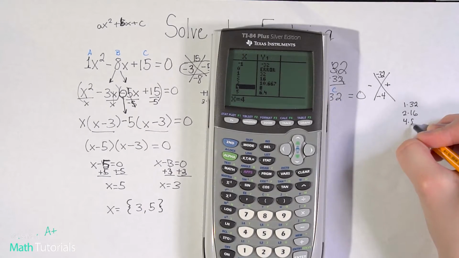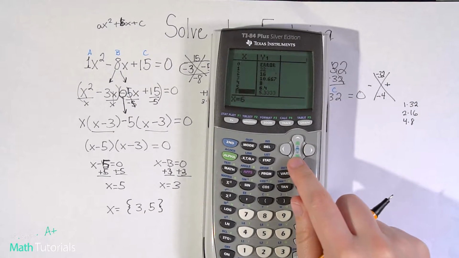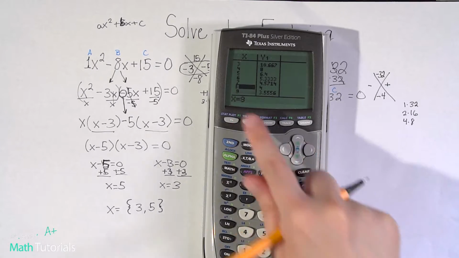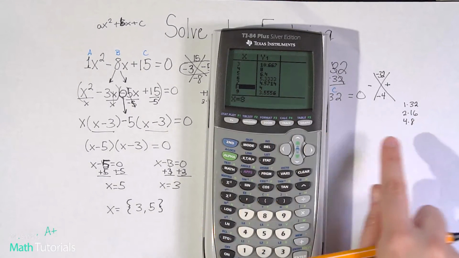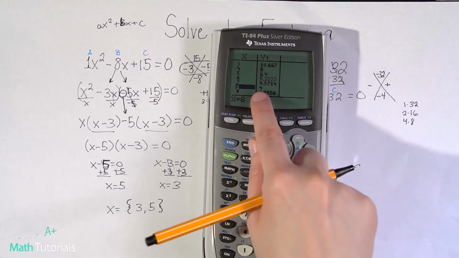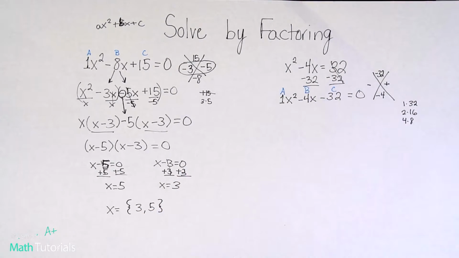All right, I see 4 and 8. Let's see if there are any more. And then I see 8 and 4. So I know I've hit everything. Once you start repeating, so 4 and 8 and now 8 and 4, you know you've gotten everything.